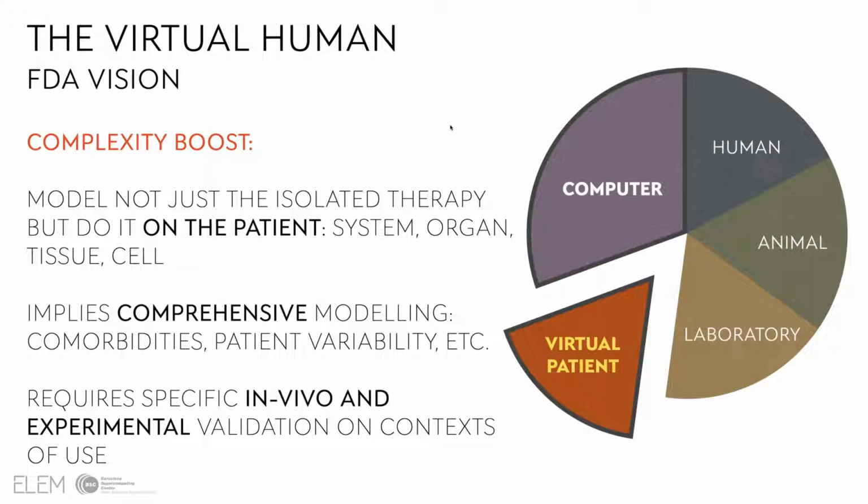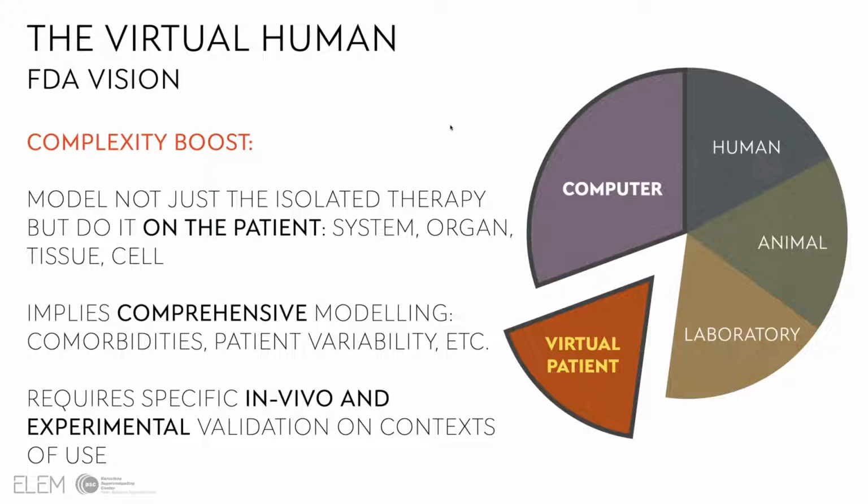So you have to model not just, for instance, if you think about the stent, a stent is done with a biomaterial. You don't have to model just the stent contracting and expanding. You have to model the stent contracting and expanding in the patient. So you need to take into account the system, the organ, the tissue level. You have to model them. This implies a kind of comprehensive modeling in which you take into account many physics and many scales, but also you have to take into account the variability of the patients, like comorbidities, the variability of the patients within the same species and different ones, etc.